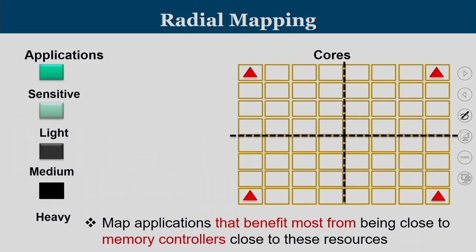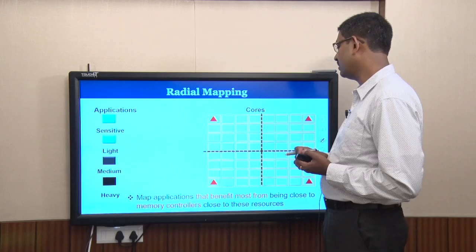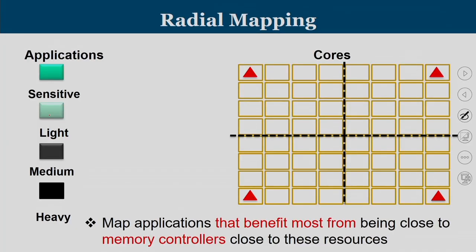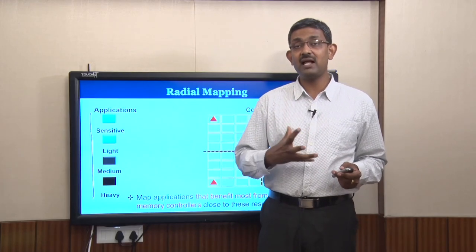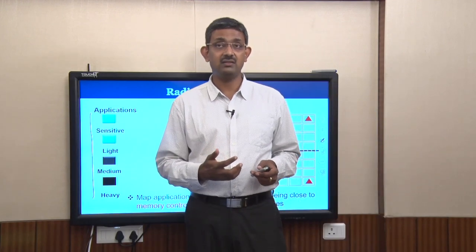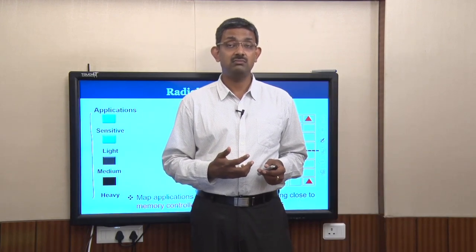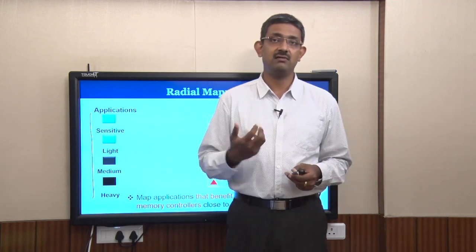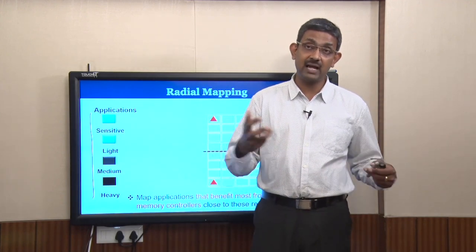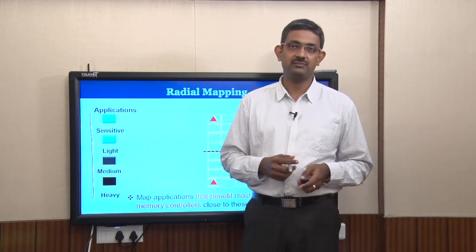Now, the last work that we are going to see today is radial mapping. We have different applications here, some are heavy, some are light. We know that heavy applications incur more misses and more packets, so they are moving into L2 cache tiles. They come back, and the probability that they may miss in the L2 also is very high. So some of these misses generated by heavy applications can go to the memory controllers.